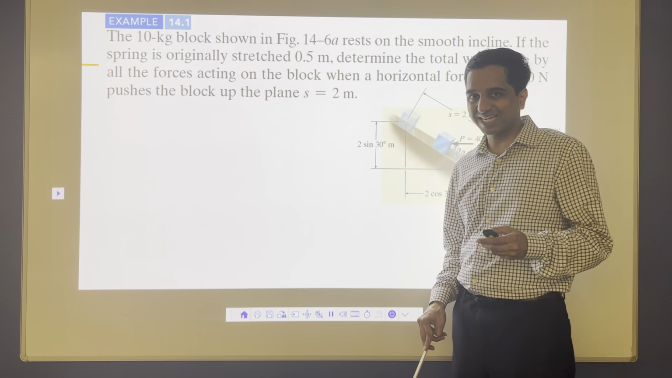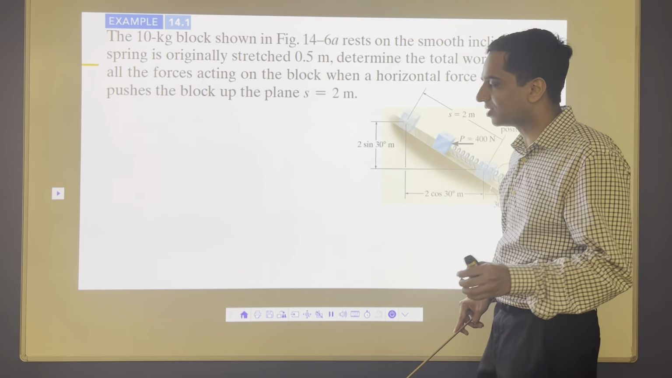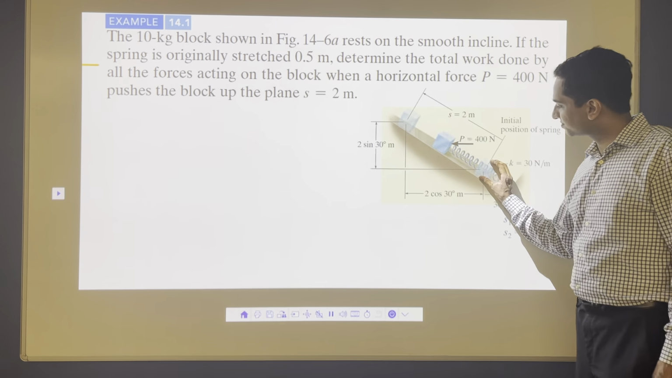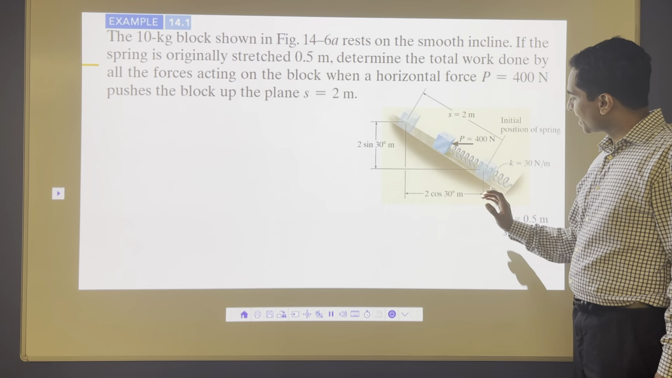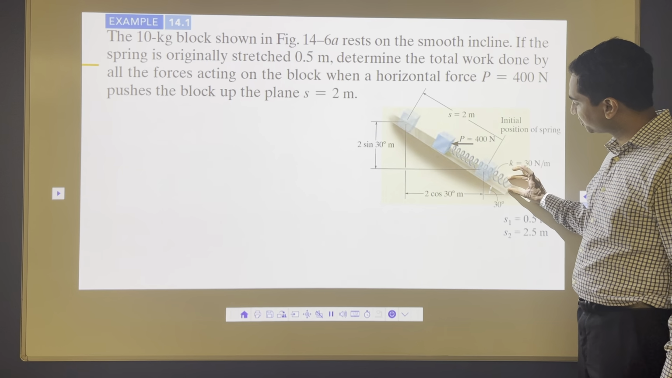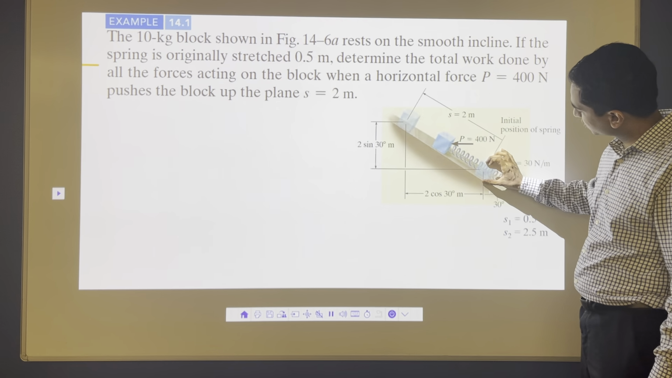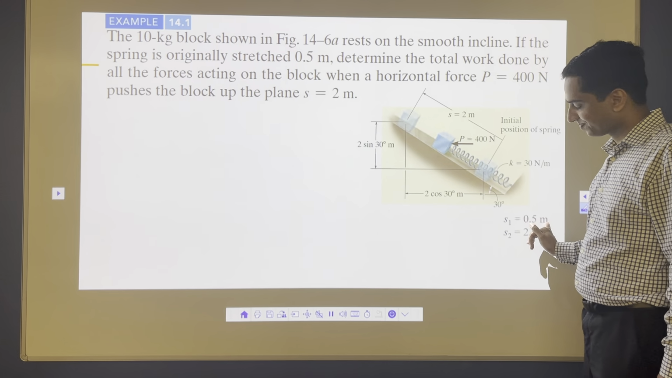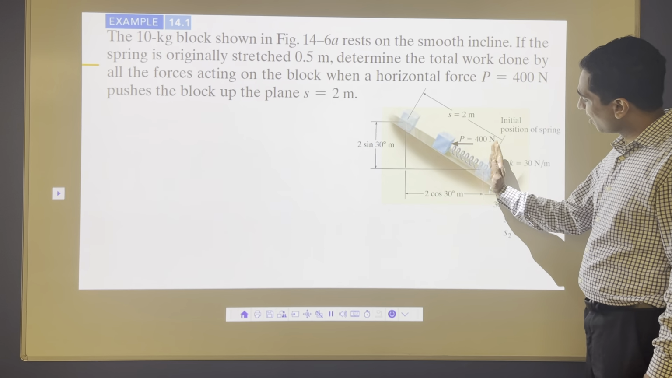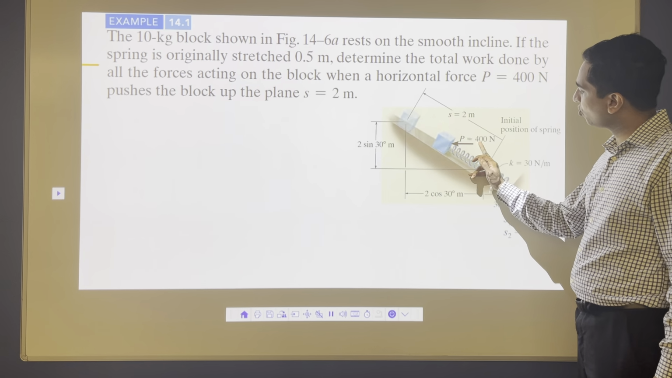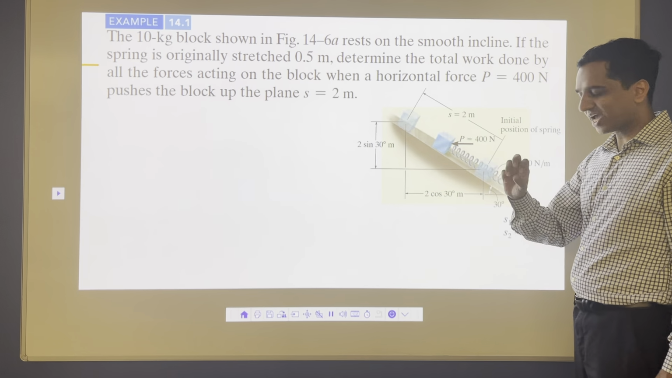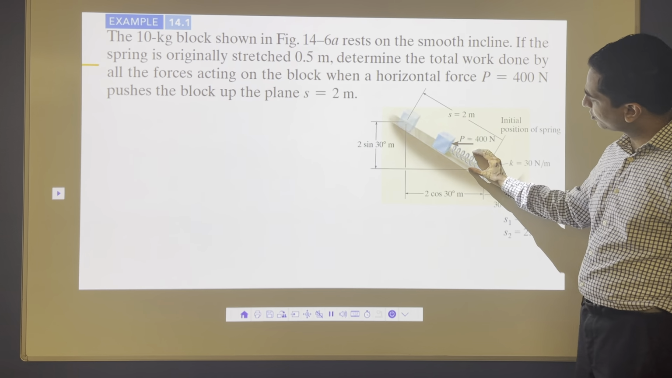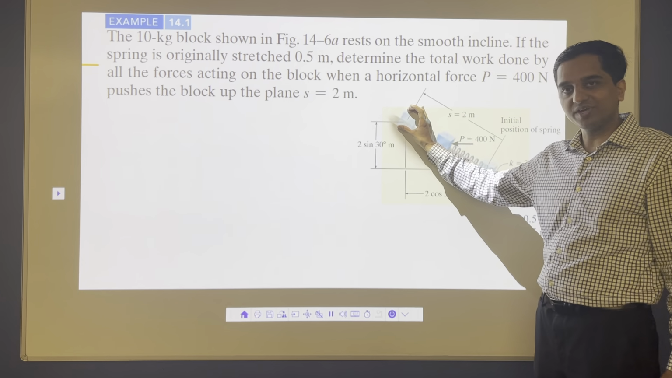So let's solve a problem and see what we can do. This one is a solved problem from the book. What we have in this problem is a block. We have a block here and there is a spring attached, in an unstretched position. The spring is already stretched up to 0.5 meters from its original position. And now you are going to apply this 400 Newton force in this direction. As you apply this force, the block is going to move like this and then it's going to come here.